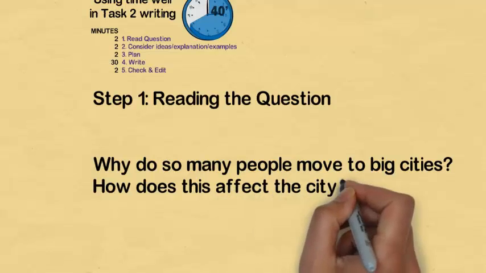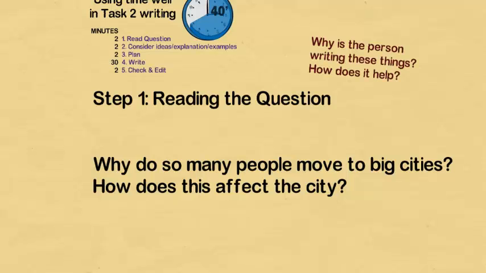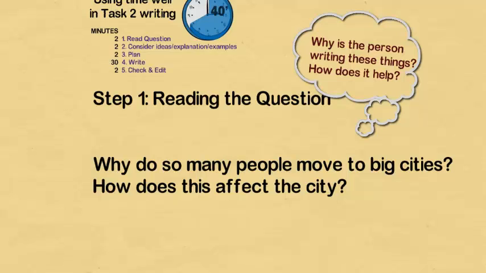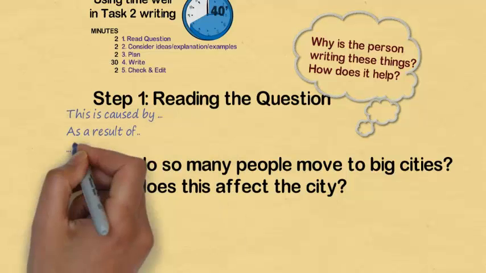So here is a question for you. So have a quick look at this. Why do so many people move to big cities? How does this affect the city? What you should do for a start is note the question and think about the words in the question. So with the red writing coming up there, why is the person writing these things? Have a think about that yourself.